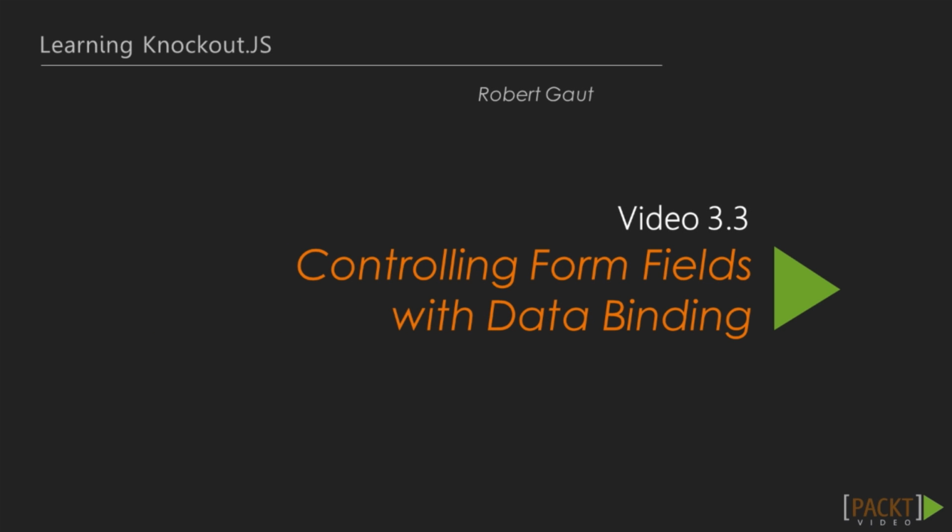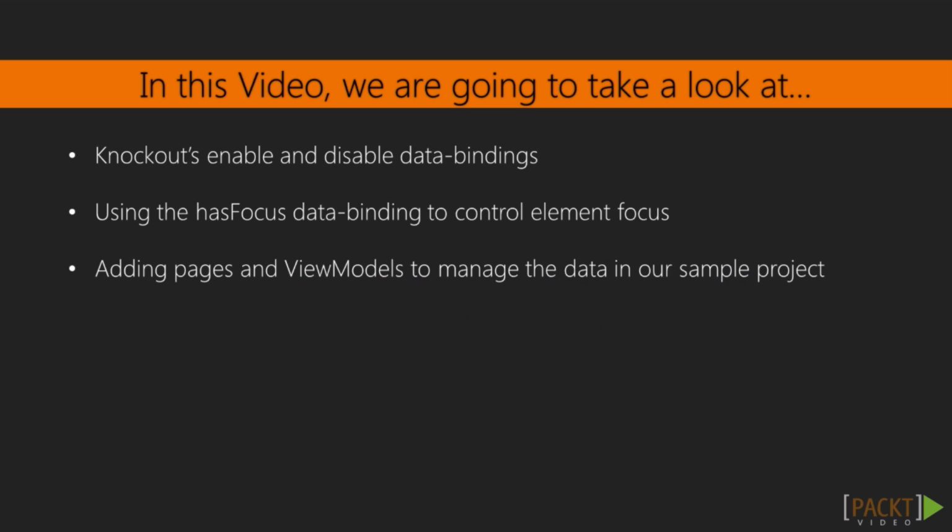Welcome back. In our last video, we examined all of the commonly used HTML form elements and how to perform two-way data binding using Knockout.JS. In this video, we're going to look at how to enable and disable HTML form elements using data binding. We're also going to examine how to set focus to form elements using Knockout. And lastly, we'll update our sample project with data management views using what we've learned about two-way data binding.